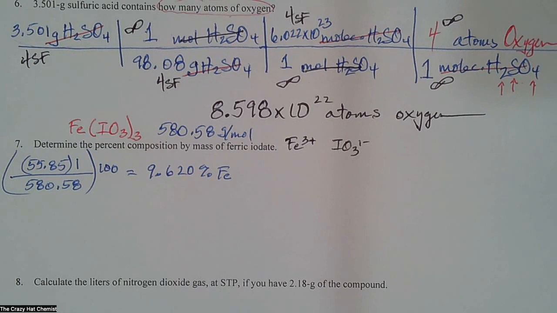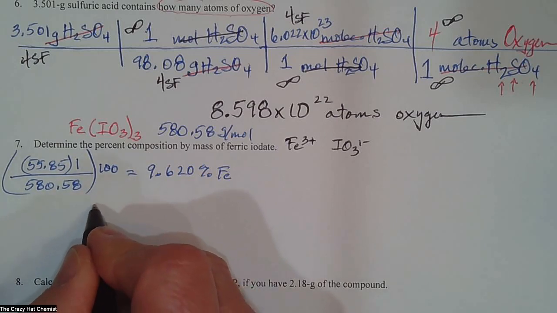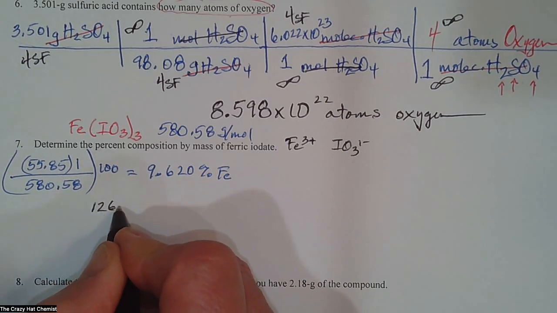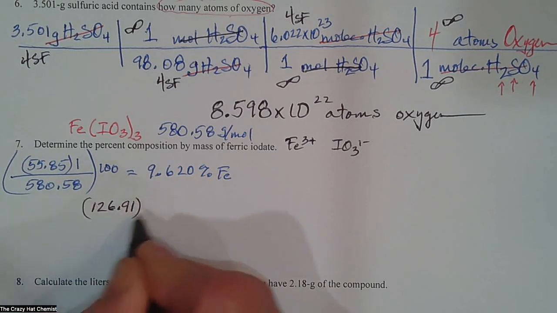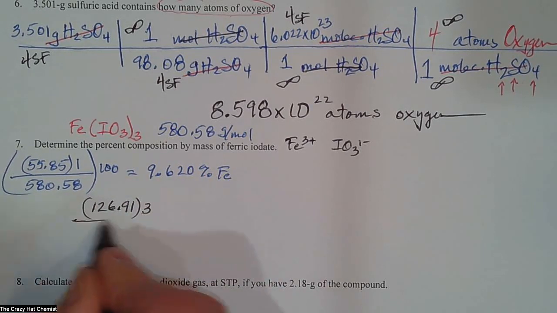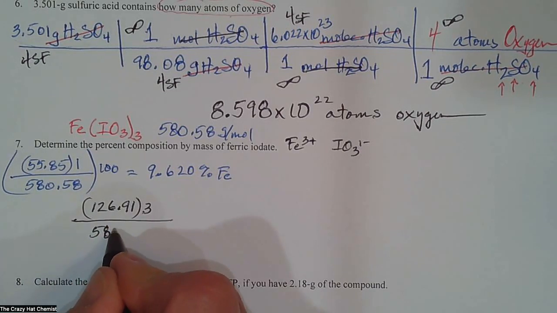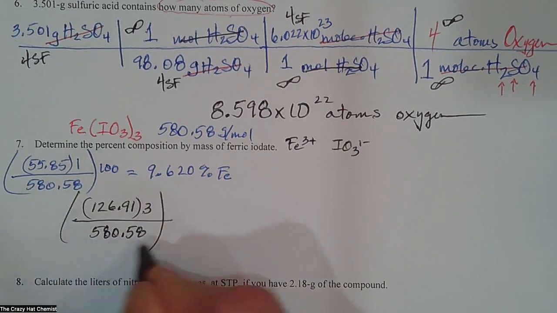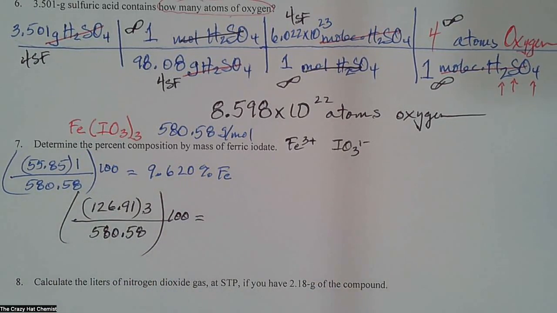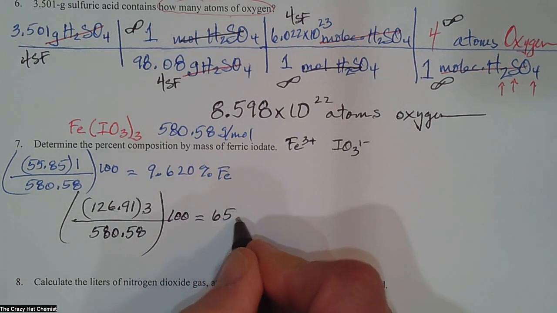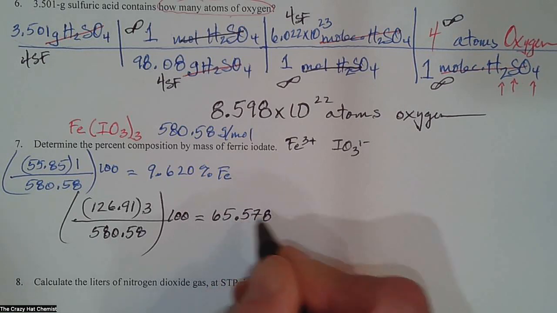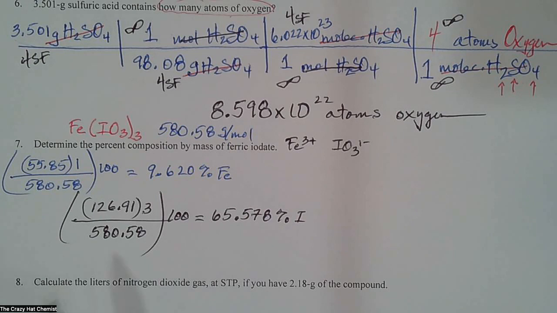Okay, and then the next one I'm going to do is the iodine. I'll do this in a different color so you can distinguish this here, hopefully. The iodine's molar mass is 126.91, and there are 3 iodines in this, so I'm going to multiply this by 3. And then I'm going to divide this by 580.58, multiply that by 100, and I'm going to get the percent of iodine in this formula of ferric iodate, and this is 65.578% iodine. And this one has been rounded to 5 significant figures.